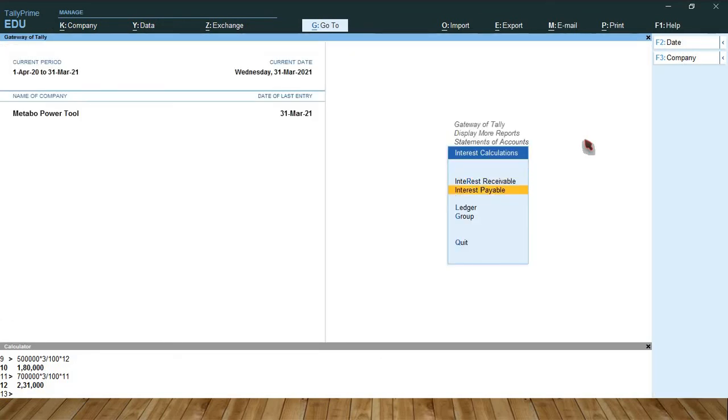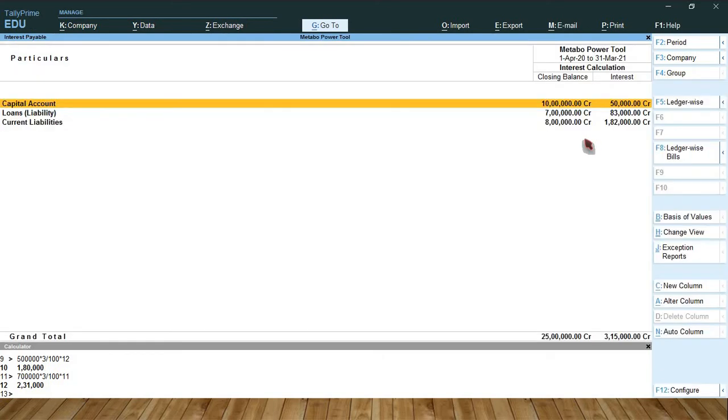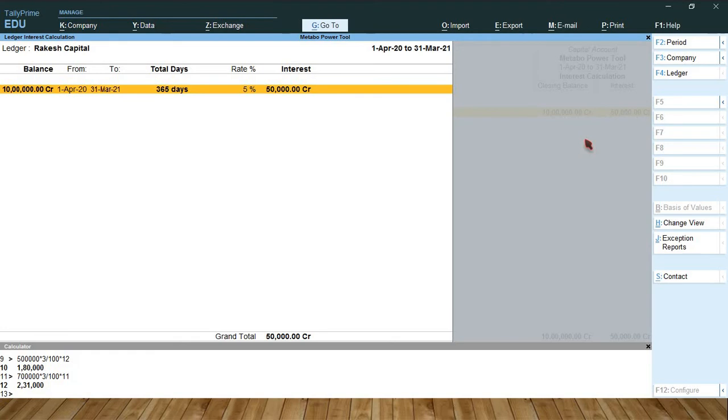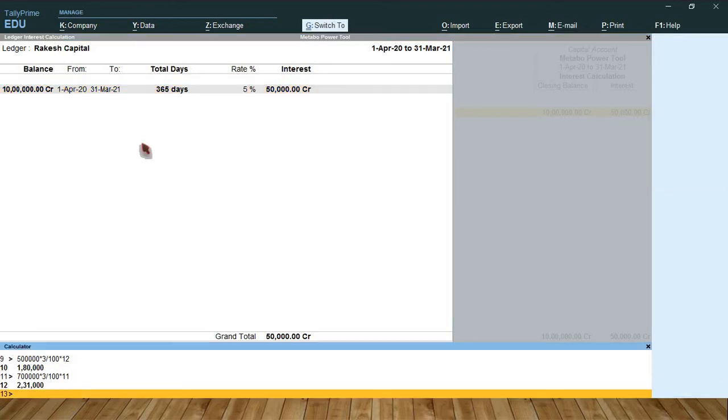Interest payable. Select this one, interest payable. Capital account, Rakesh Capital. See here, this is 365 days per annum. So his interest rate is 5% per annum. So calculate for 10 lakh. Control N, 10 lakh into 5 divided by 100. So 50,000. So 50,000 is right.